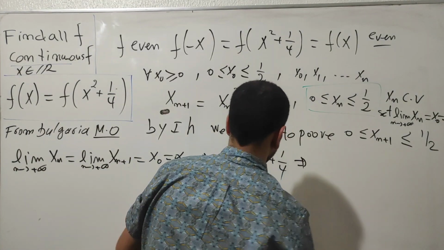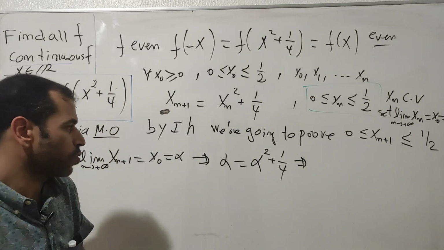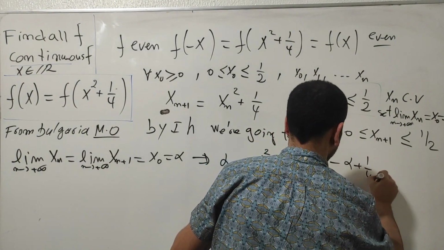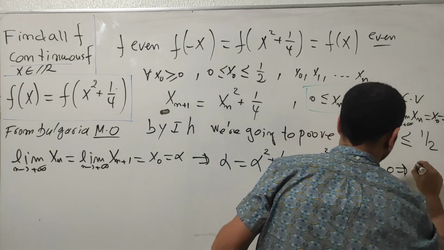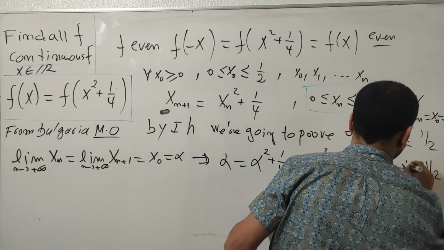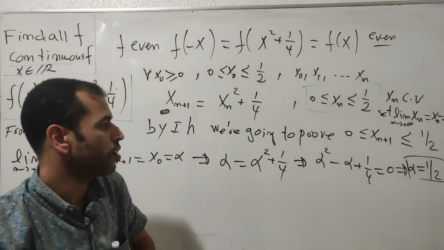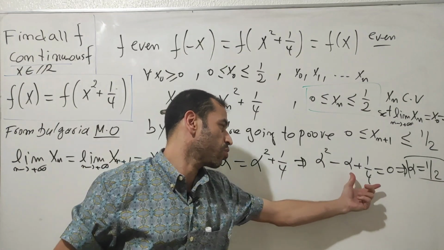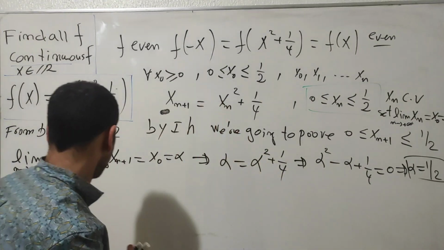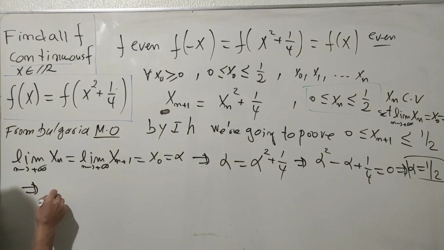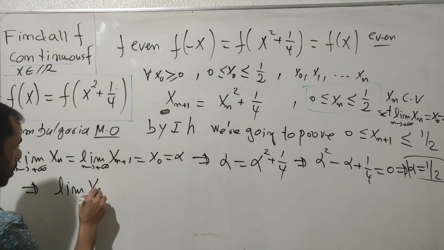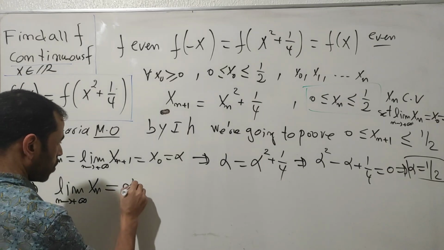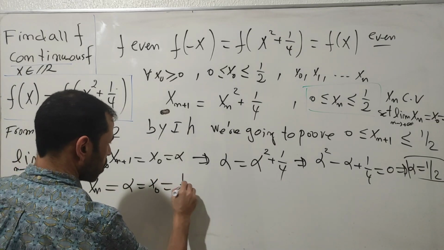So let's solve this quadratic equation. I get alpha squared minus alpha plus a quarter equals 0. If you solve this equation, you get alpha equals half. It's more simple: as you replace alpha with half, you get a quarter here plus this quarter, which is half. Half minus half, which is 0. We have equality here. Okay, so this one is telling us the limit of x sub n as n goes towards infinity equals alpha equals x0, which equals half.